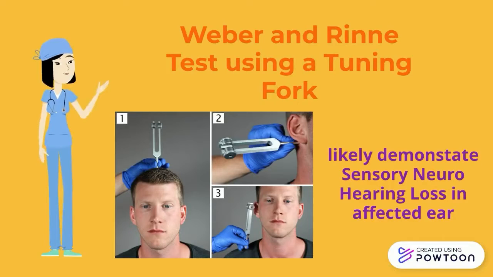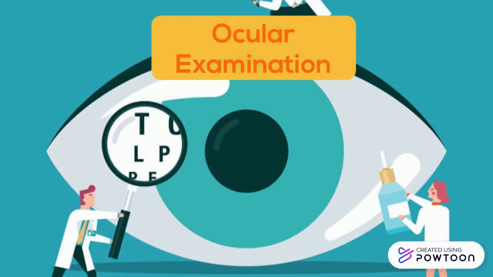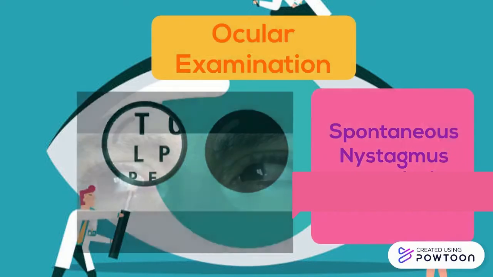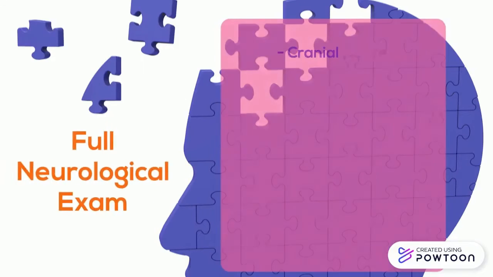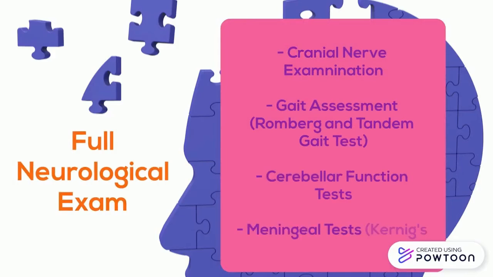Patients with acute labyrinthitis will most likely demonstrate a sensorineural hearing loss in the affected ear. Next, an ocular examination will be done, whereby the expected finding would be a spontaneous nystagmus. Next is a full neurological exam involving a cranial nerve examination, a gait assessment, cerebral function tests, and meningeal tests.